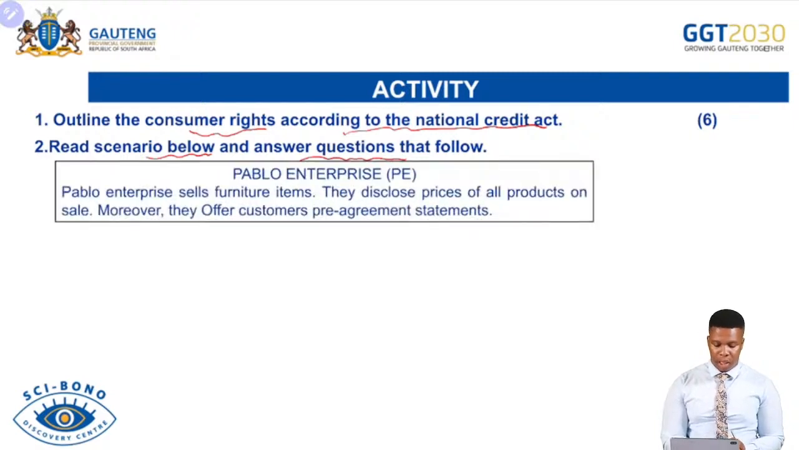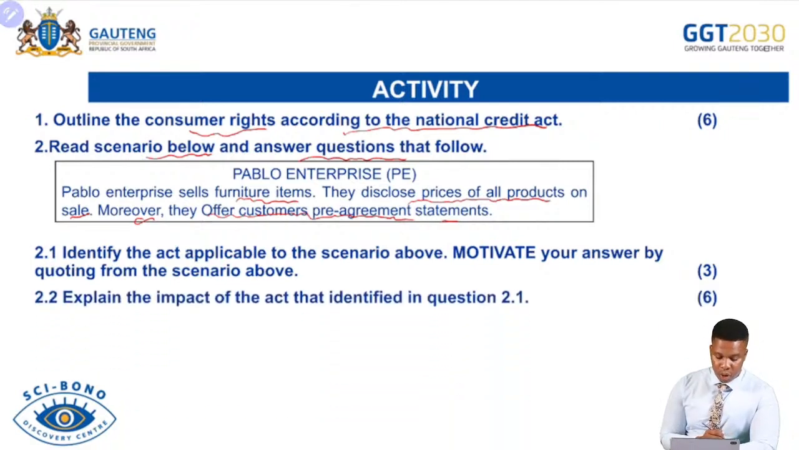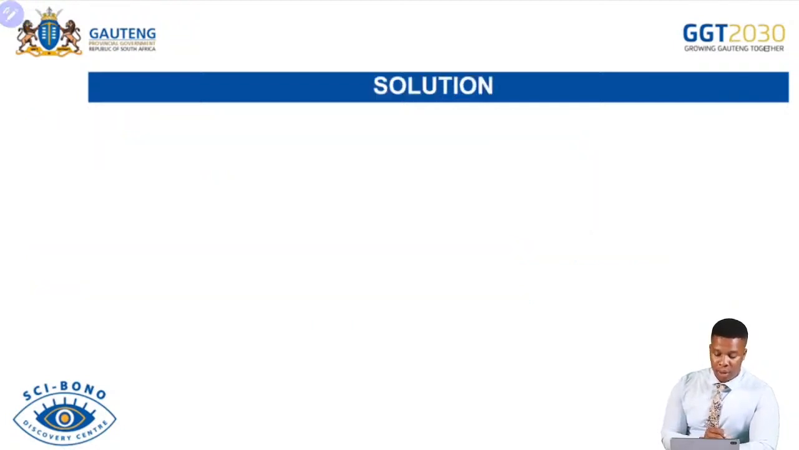So we have Pablo Enterprise. Pablo Enterprise sells furniture items and they disclose prices of all products on sale. Moreover, they offer customers pre-agreement statements. So let us look into that. Identify the act applicable to the scenario above and motivate your answer by quoting from the scenario above. So that is 2.1, and then 2.2 explain the impact of the act that was identified in 2.1 for 6 marks. So let us look into our solution.